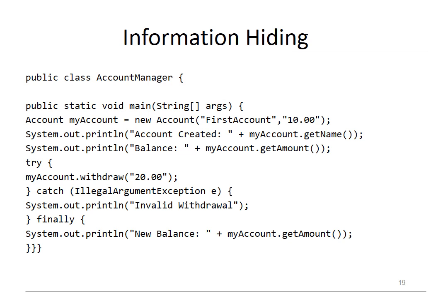We can now define an AccountManager class. It creates a new Account object, myAccount, and initializes the amount to 10. Getter methods are called to display both variables of the object. A try, catch, finally block is used to try and withdraw 20 from the account. What do you think will be the output of this?